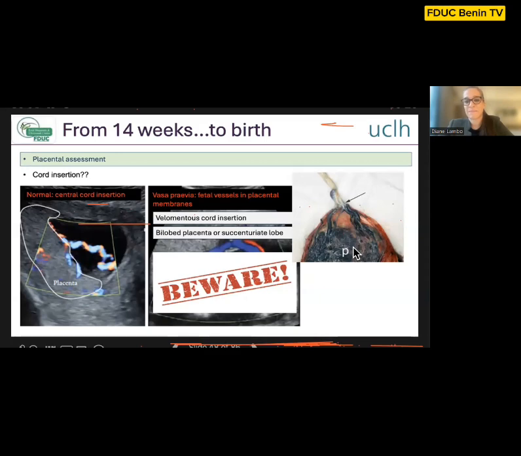Other situations where you can get a vasa previa are when you have a bilobed placenta. So again, if you have a bilobed placenta, I would always encourage you to rule out a vasa previa in addition to that. Prenatal diagnosis is important because fetal death occurs in up to 60%, if not more, when the membranes rupture, causing damage to those fetal vessels. Delivery is recommended at 36 weeks to avoid that complication.